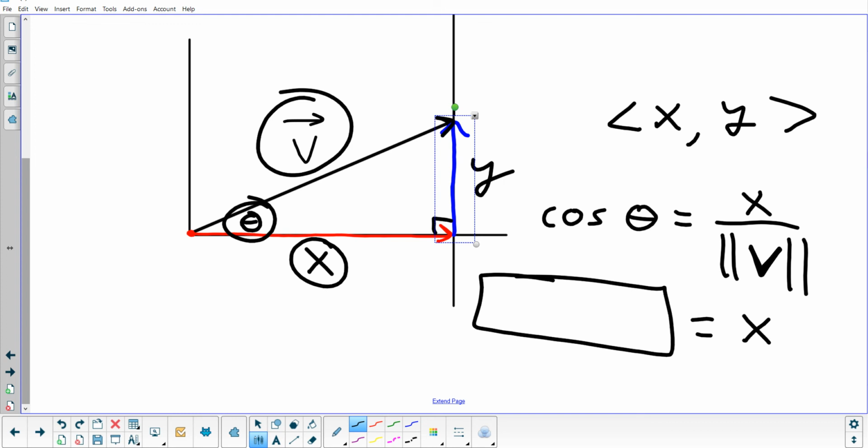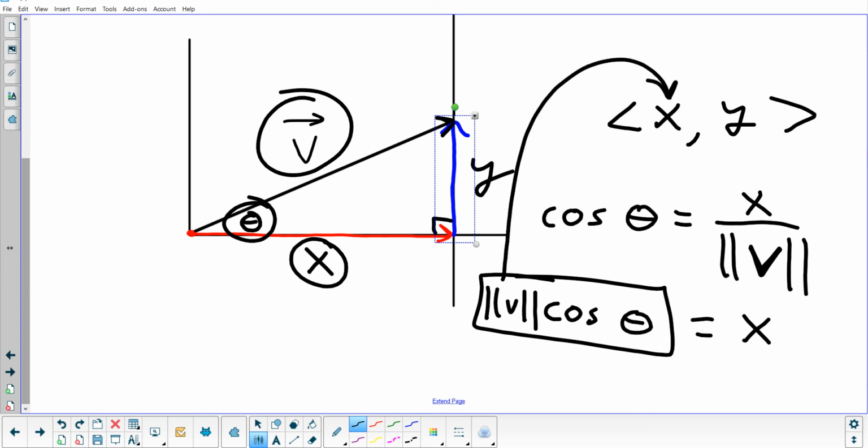Cosine theta multiplied by the magnitude of v. All right, so here's the formula for x. And in general, this might help when we do the next word problem. Anything involving a horizontal usually uses the cosine function. So that's what we're going to fill in there.